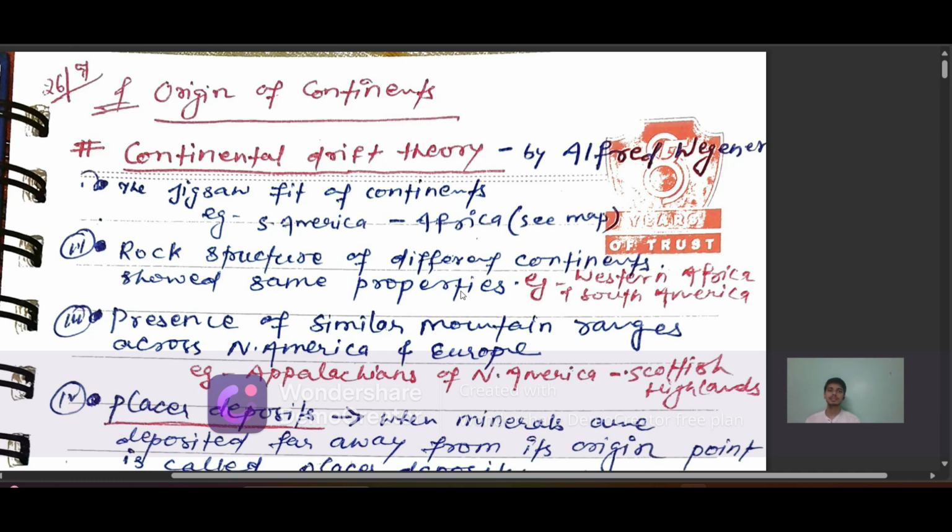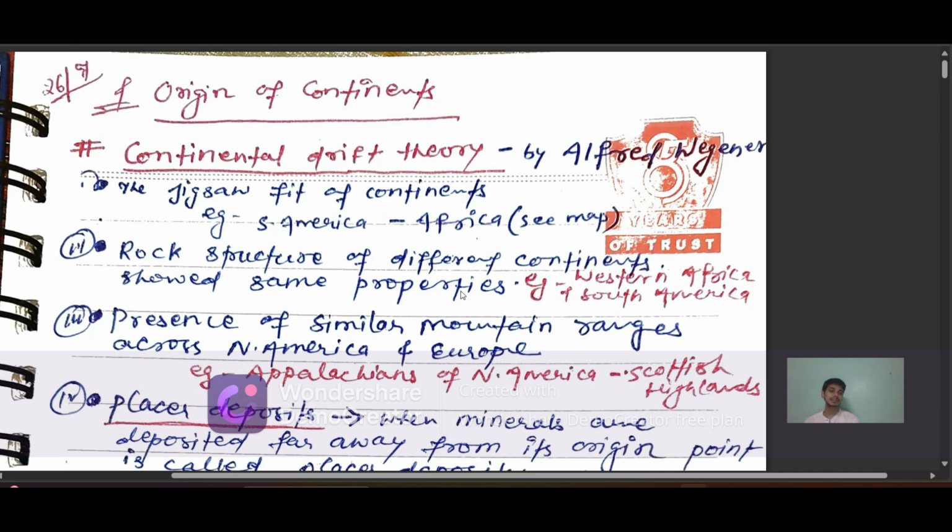So we will continue today the second part of geomorphology, and today we will study about the origin of continents and theory related to it. So the first theory is continental drift theory by Alfred Wegener. Alfred Wegener challenged the permanency theory of continents, and he proposed his own theory. He considered a supercontinent which existed earlier, almost 250 million years ago, which he named Pangaea.